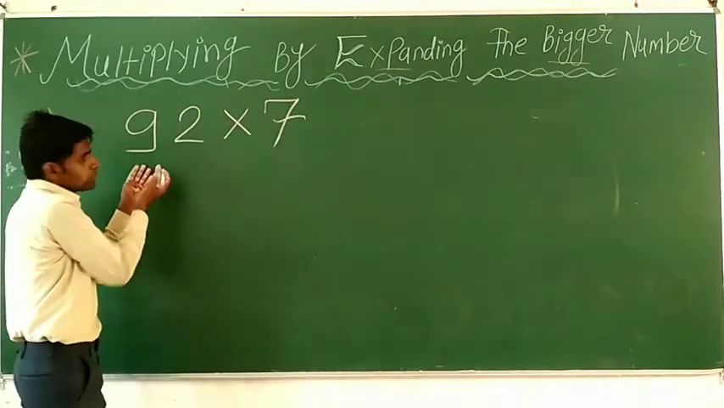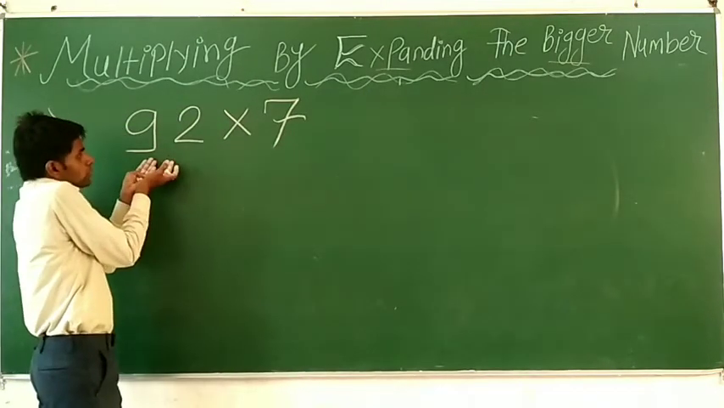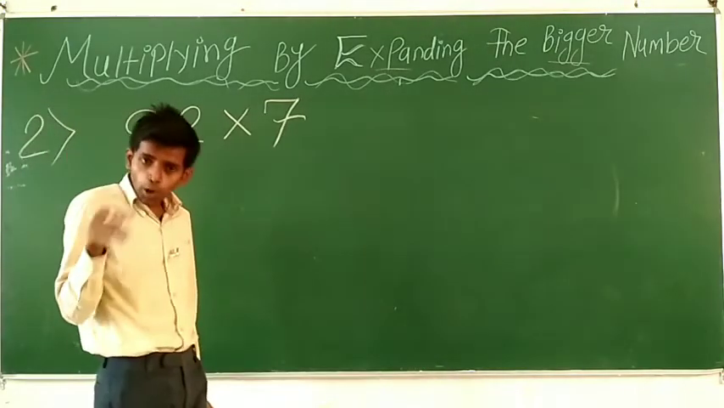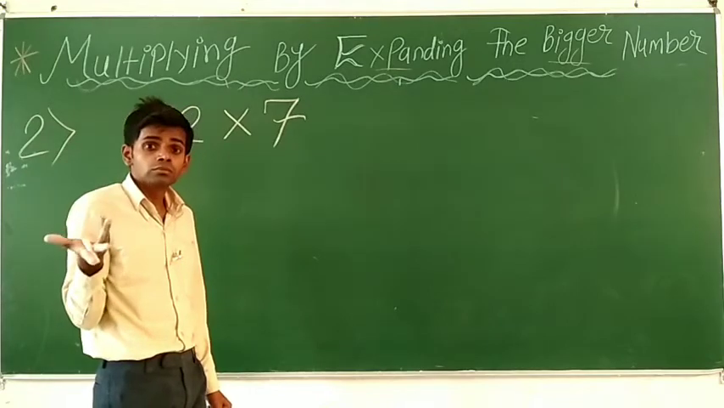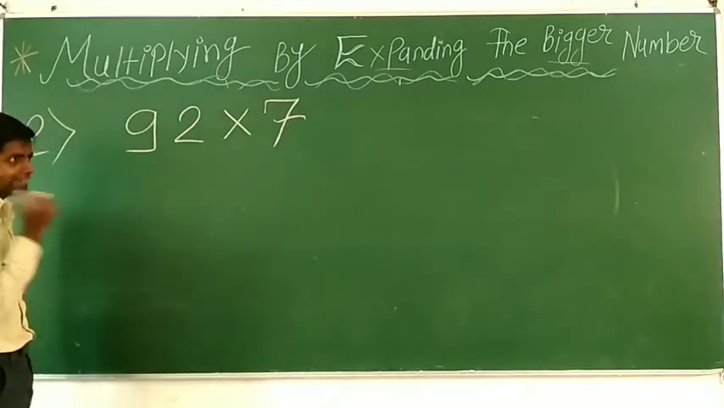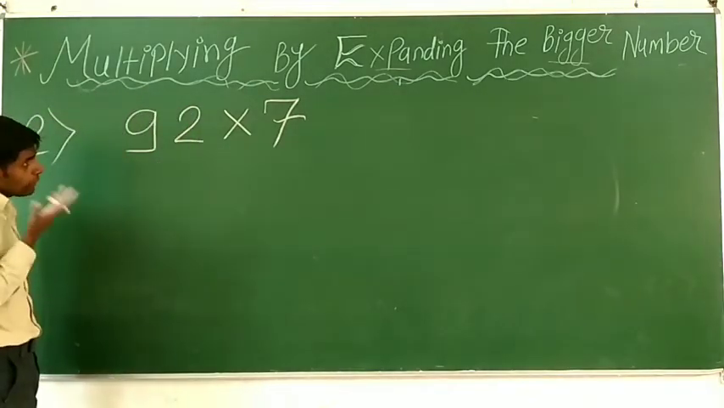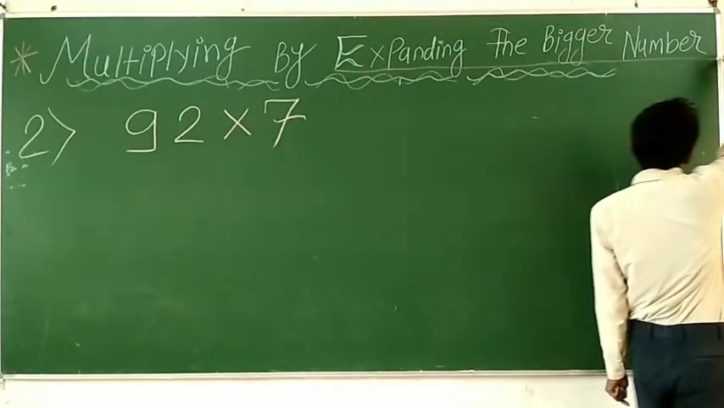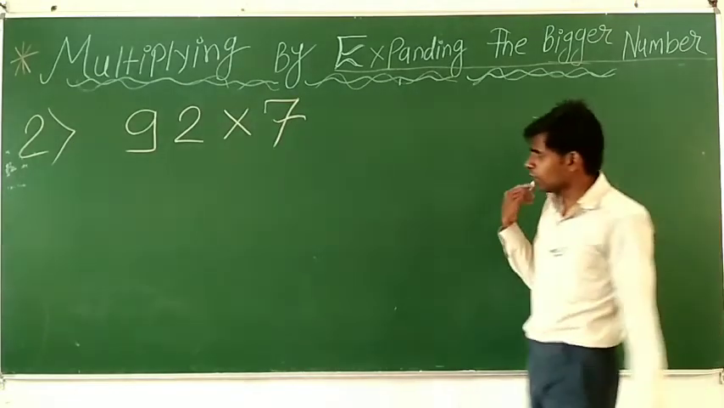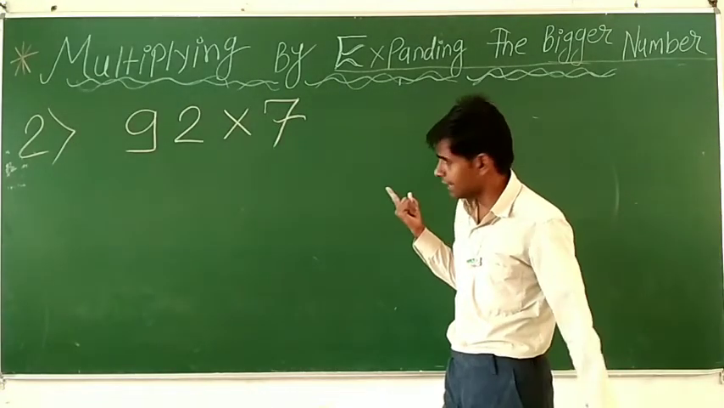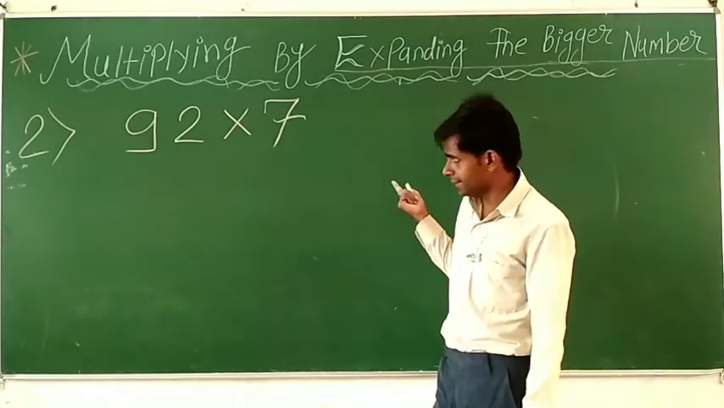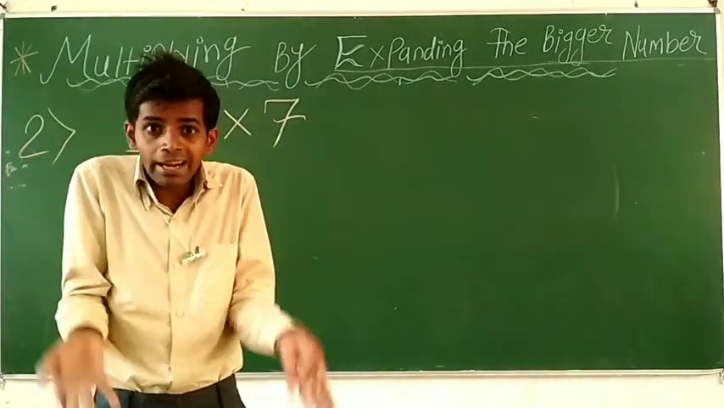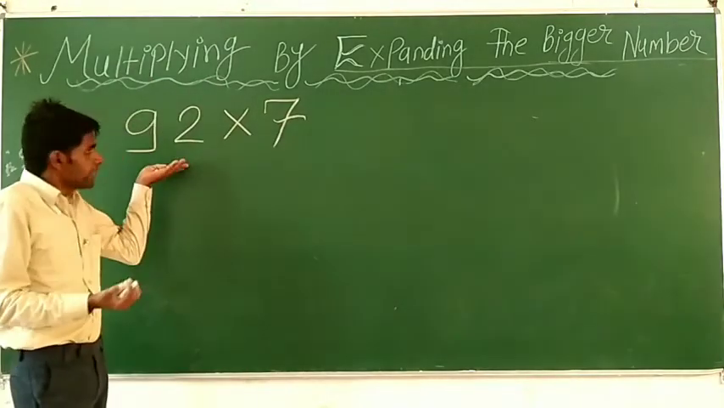Okay, so एक interesting चीज बताने वाला हूँ, ठीक है? So that is 92 and that is 7. So we have to find the product of 92 and 7 का. So first of all we have to expand the bigger number. करना पड़ेगा expand. So first of all, which is the expanded form of 92? भाई 92 तो बड़ा है. Yes, 92 is a bigger number. That's why we have to expand the 92.